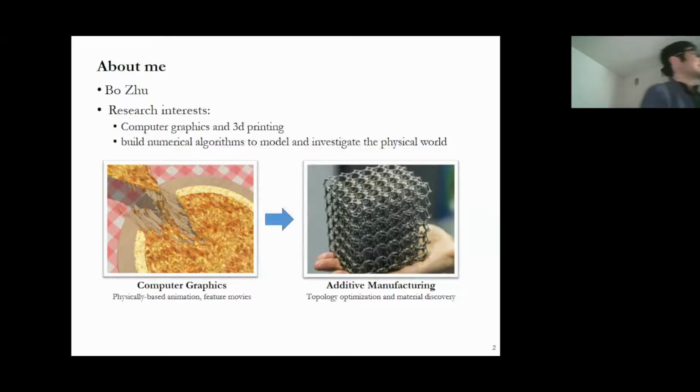And my interest is also in 3D printing. So why are these two things connected? 3D printing is about creating real objects, and my research is to build numerical algorithms to model and predict what will happen on these different very complicated structures, and to help optimize and automate the design of these 3D printable objects.